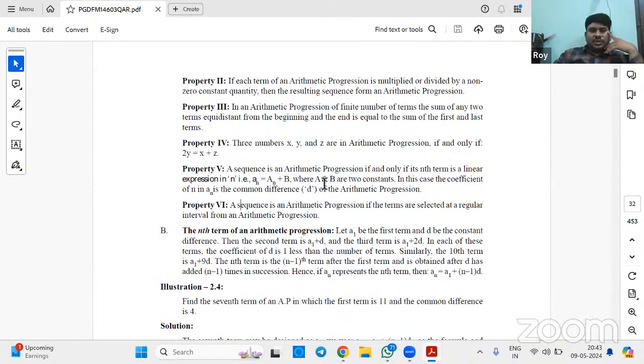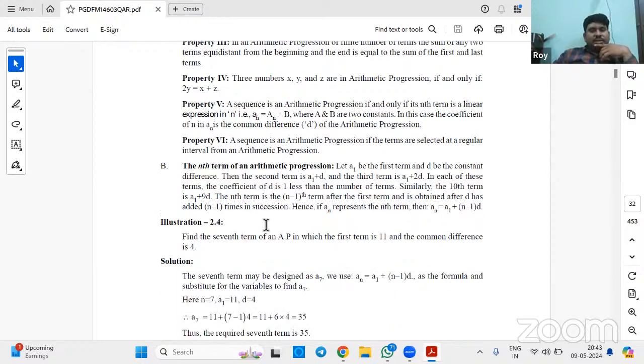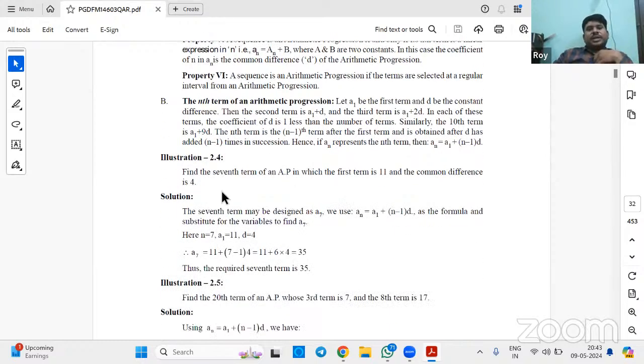These are the problems. You can see that an is equal to an plus b. If the terms are selected at a regular interval, the arithmetic progression will also be the same. The nth term of an arithmetic progression we can also understand by using this. Let us see this. What is the seventh term of an AP in which the first term is 11 and the common difference is 4?